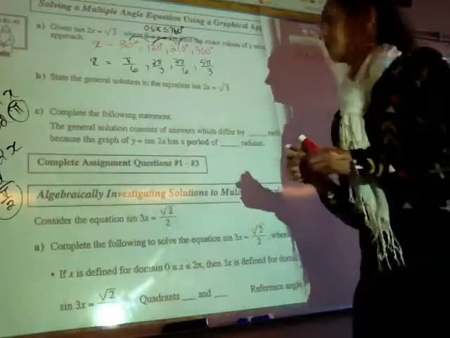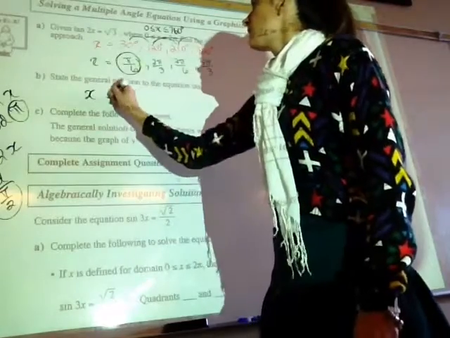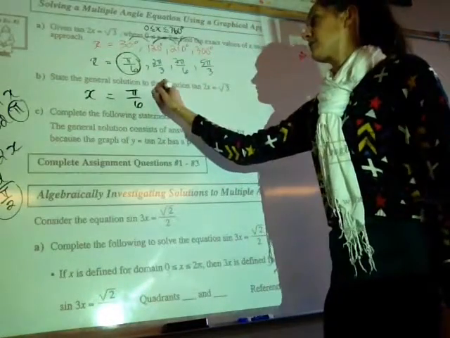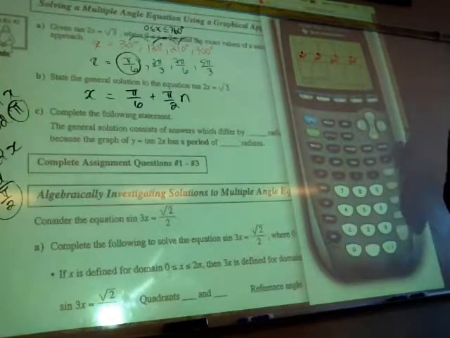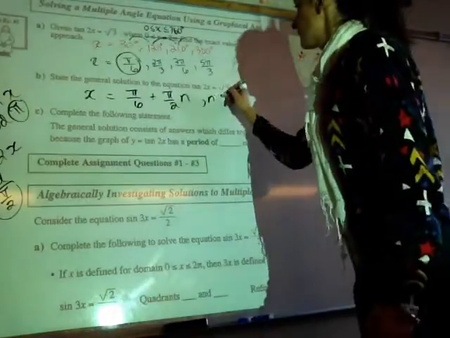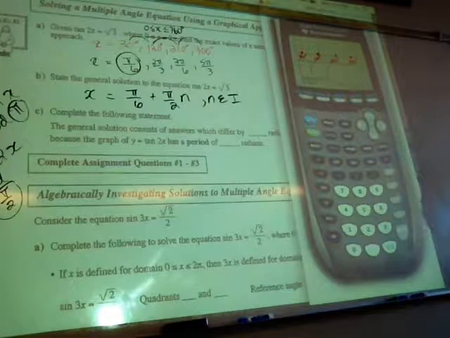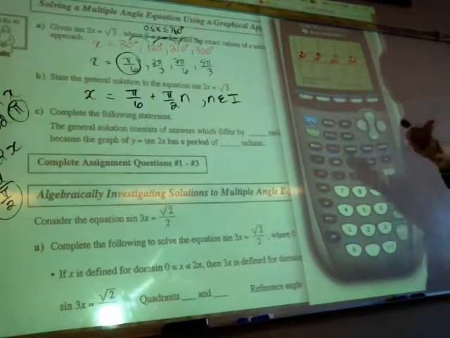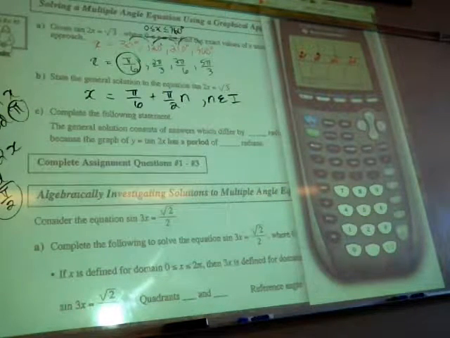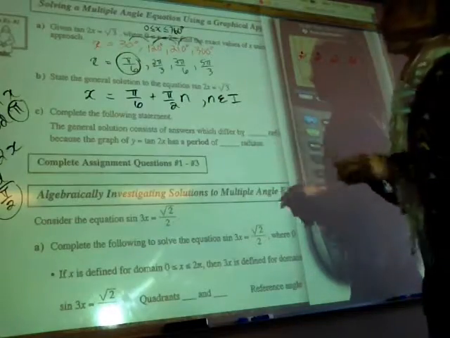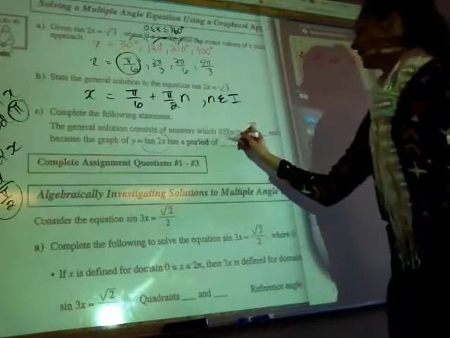So to find my general solution, I just start with my 30 degrees, and I can add or subtract 90 degrees times n. And n can be an integer, positive or negative. Okay, so that's our general solution. Starting at 30 degrees, every 90 degrees we're going to have a solution, or an intersection point. The general solution consists of answers which differ by pi over 2 radians because the period of tan 2x is pi over 2.